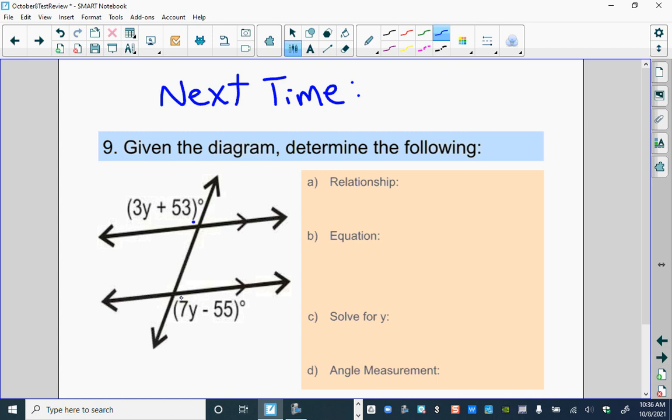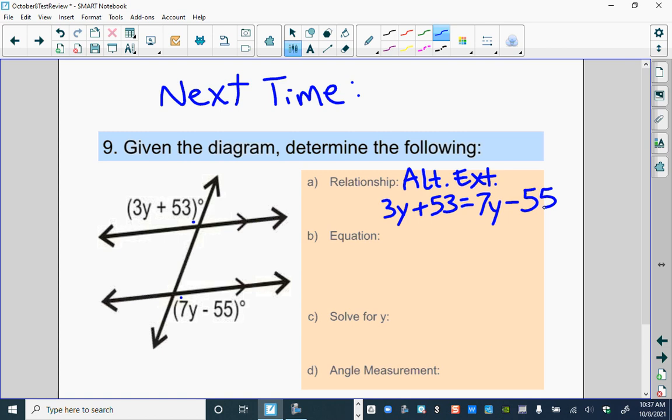Alternate exterior. Okay, alternate exterior. Which means what? What's the relationship between these two expressions? 3y plus 53 equals 7y minus 55. Okay. So that's all we're going to talk about for that problem. That's going to be more of a you try and complete at home. We look at it next week.